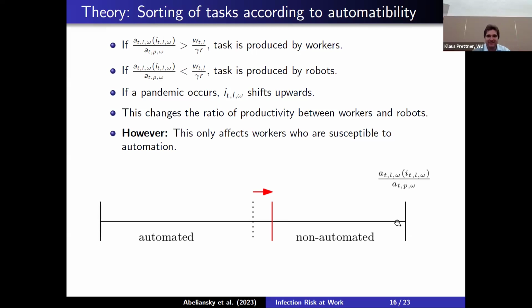What's important here is that those tasks that are very difficult to automate would still not be produced by robots. And so this infection risk only changes the choice for those tasks that are comparatively easy to automate, right? So that's kind of what comes out of the model.